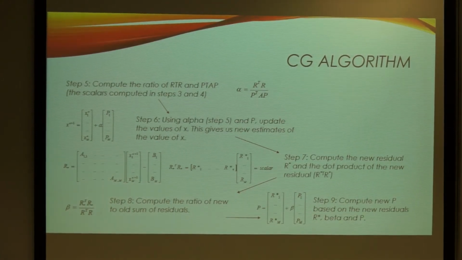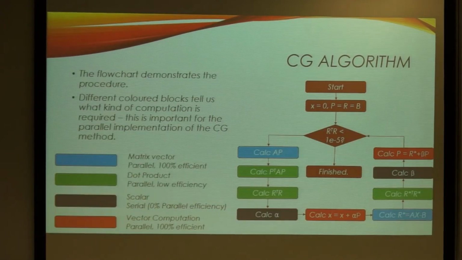If you wanted, you could compute the new residual r star by going b minus A x star, where x star is your new temperature, computed in step 6. There is a better way. Beta is the ratio of your new residual to your old residual, and that allows us to update our direction vector p, where p is equal to your new residual plus beta times your previous direction vector.